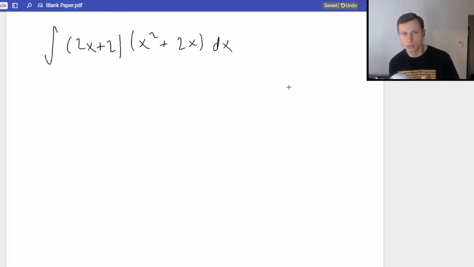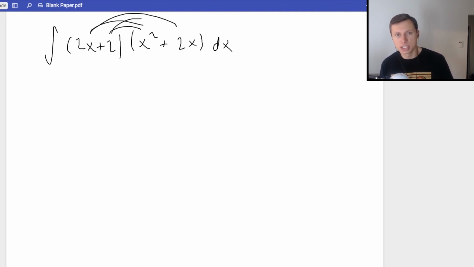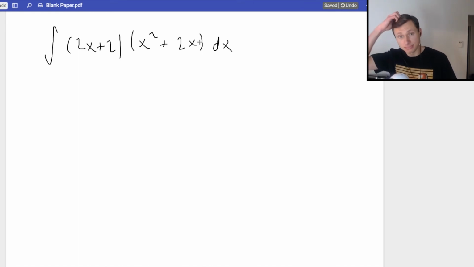Okay, so now with this one, again, I'm going to purposely choose the wrong thing. Also notice that for this integral, 2x plus 2 times quantity x squared plus 2x, technically we don't even need a U-substitution. If we wanted to, we could FOIL everything out and then just do a series of power rules to find this integral. But since this is the U-substitution lesson, I'm going to use a U-substitution.